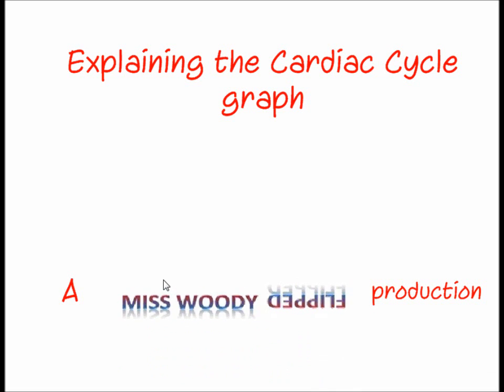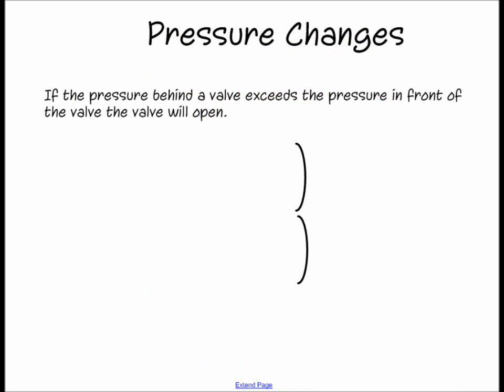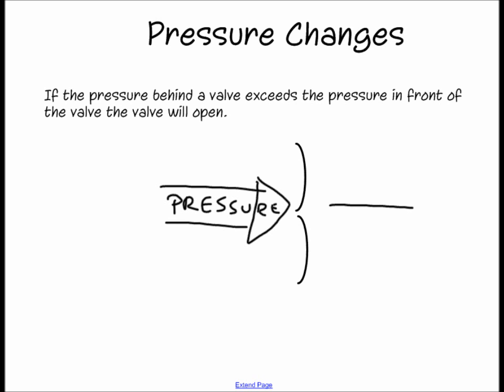Explaining the cardiac cycle graph. Pressure changes. If the pressure behind the valve exceeds the pressure in front of the valve, the valve will open. Let's see. So if we have pressure here, and that pressure is greater than the pressure here, then what will happen is that the valve will open.